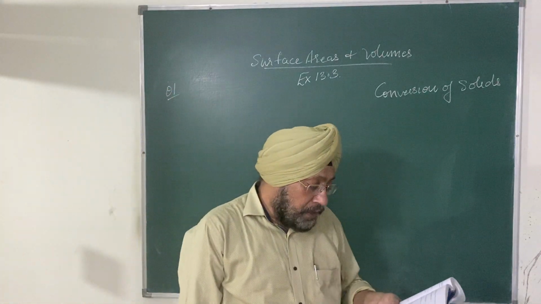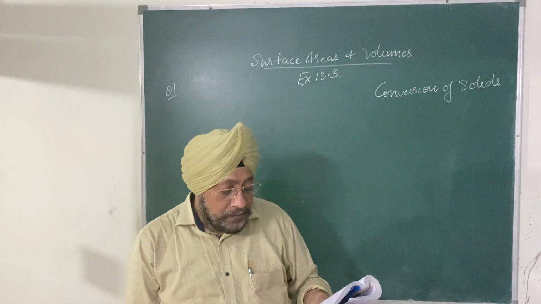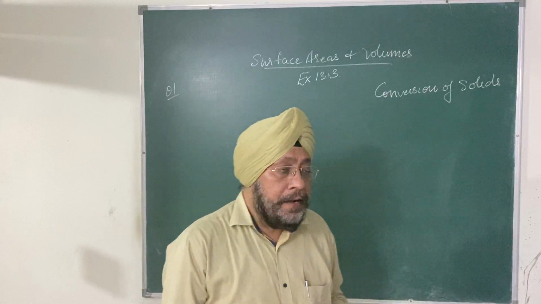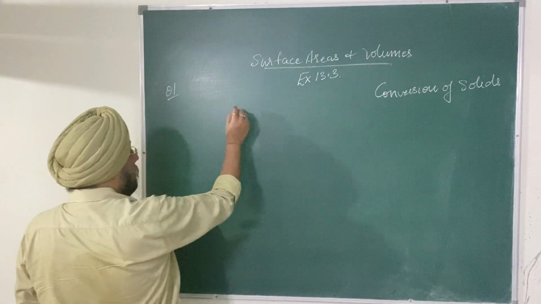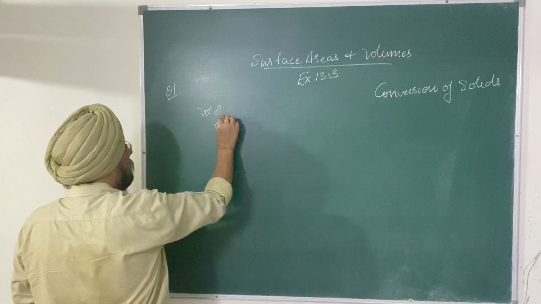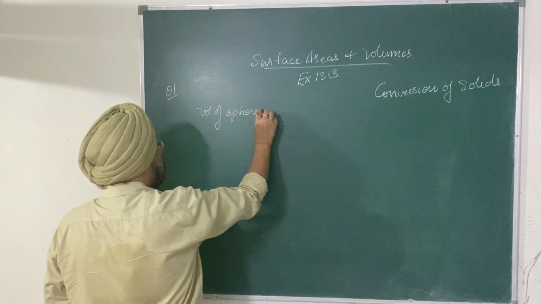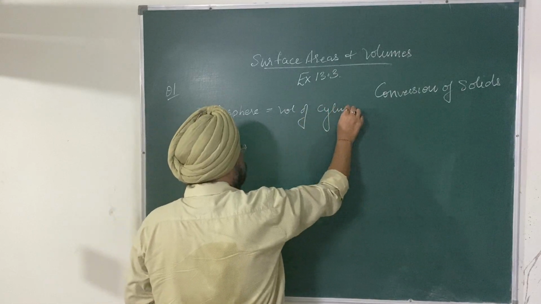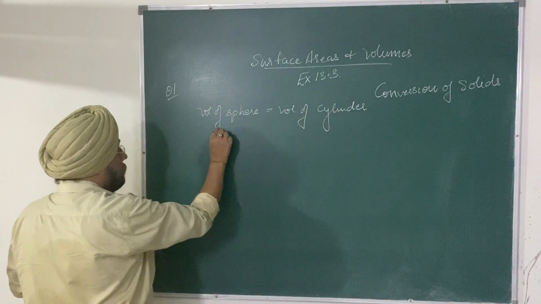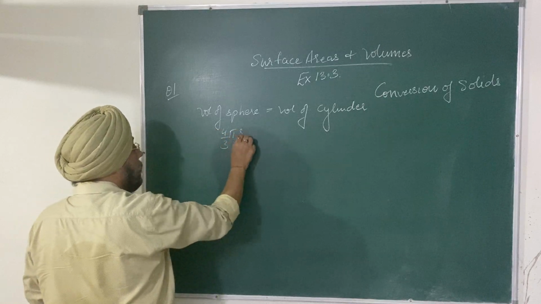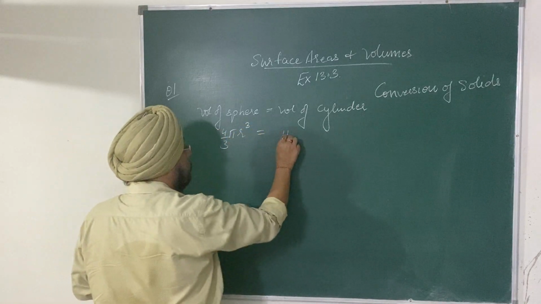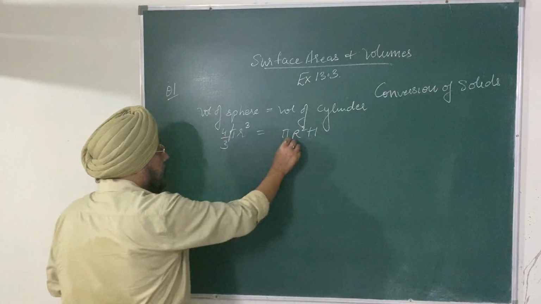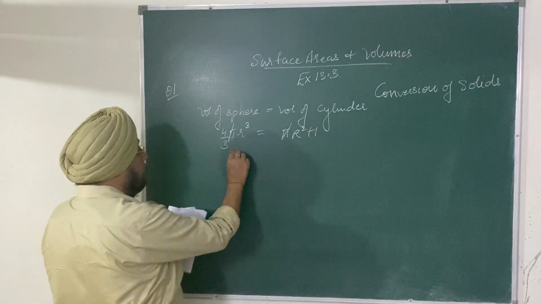A metallic sphere of radius 4.2 cm is melted and recast into the shape of a cylinder of radius 6 cm. Find the height of the cylinder. So according to this, the volume of the sphere must be equal to the volume of the cylinder so obtained. The volume of the sphere is 4 by 3 pi r cube, and the volume of the cylinder is pi r square h. Pi is cancelled with pi.